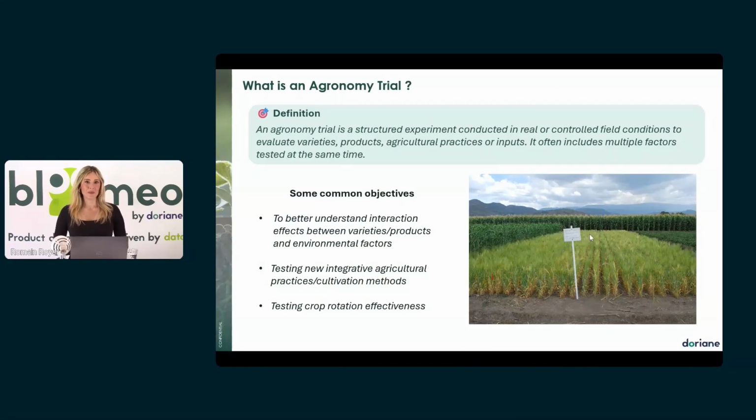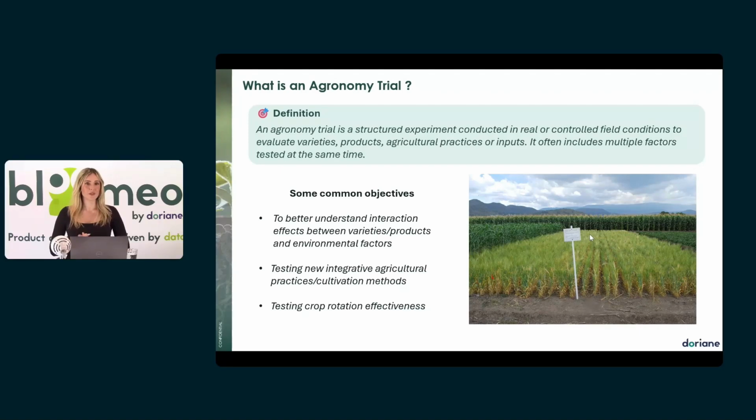So what is an agronomy trial? An agronomy trial is an experiment that is conducted in controlled or real field conditions. The purpose of it is to evaluate varieties, products, agricultural practices, inputs, and it often includes multiple factors tested at the same time. So this is our focus today. How can we test multiple factors and their combinations together?